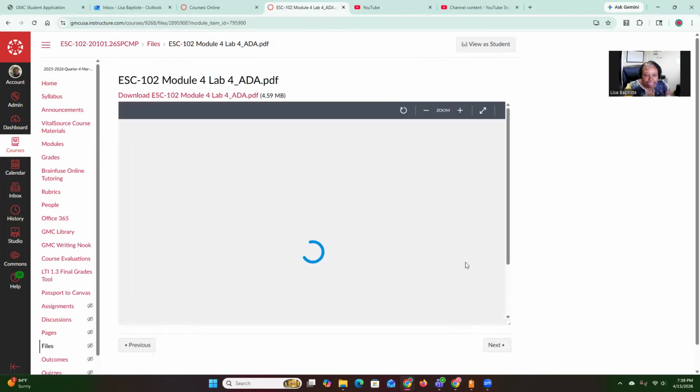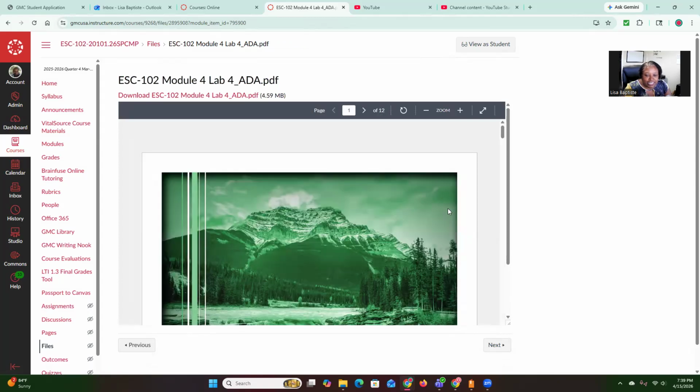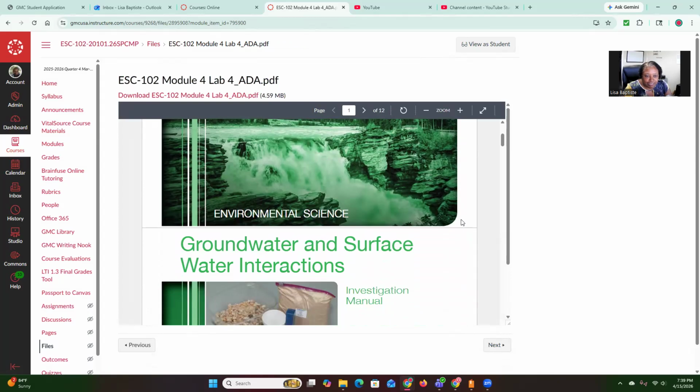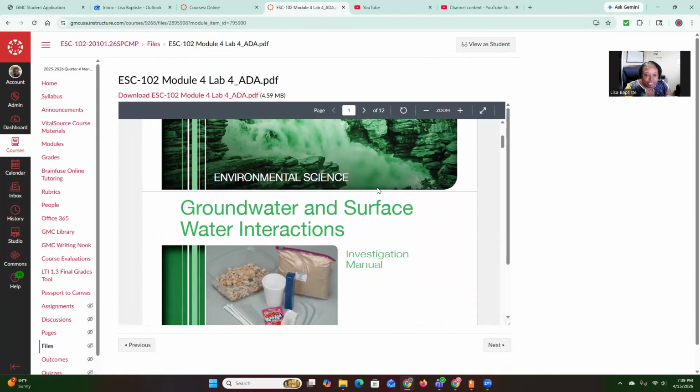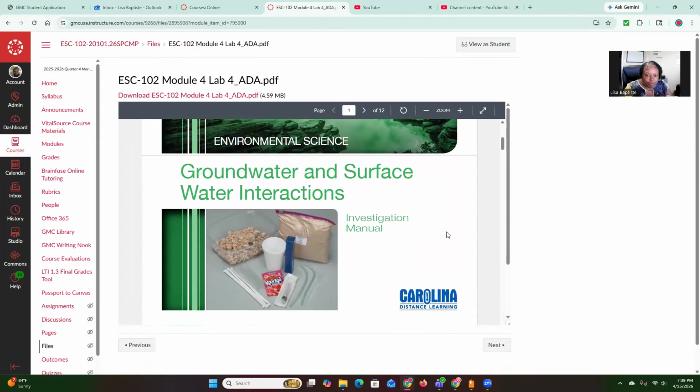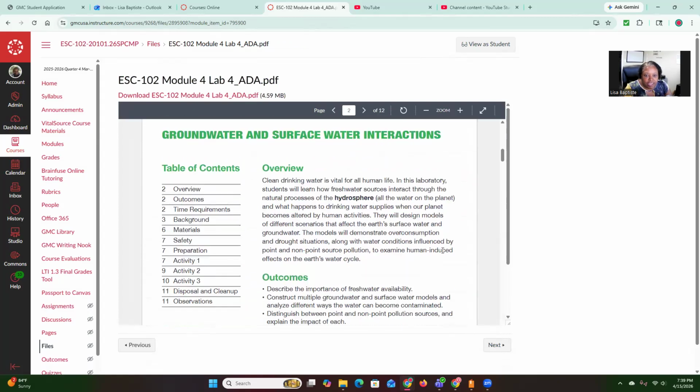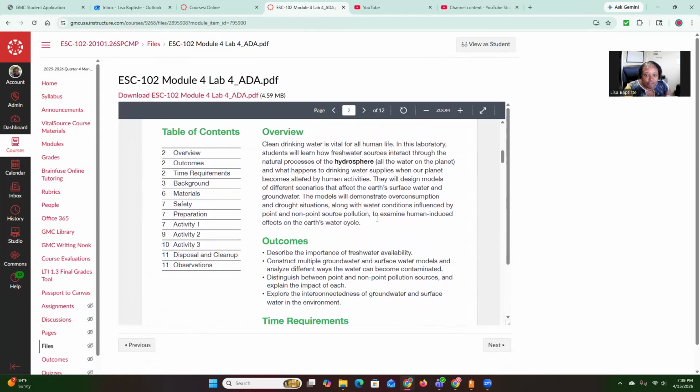So now we want to look at the actual lab that you will be doing. So this is your laboratory sheet, and this is going to give you all the information you need. You can download this, it'll be easier to see it, but I'm going to show it to you through this section. So it's groundwater and surface water interactions. And so this gives you an overview of what you will be doing.